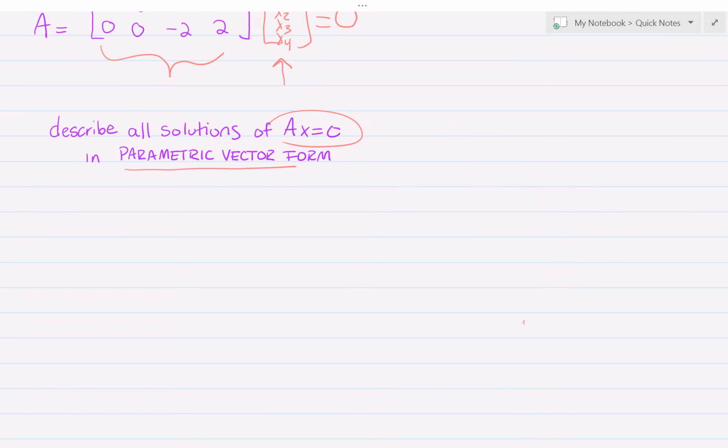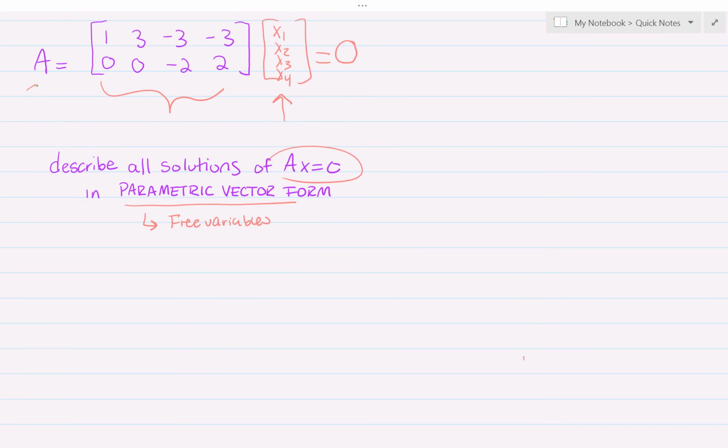Now that sounds scary, but all that means is that we want the solutions to be in terms of our free variables. Okay, the first step to do this is to row reduce A to get our solution. And I'm going to assume that you already know how to row reduce, so I'll give you the reduced row echelon form of the matrix.